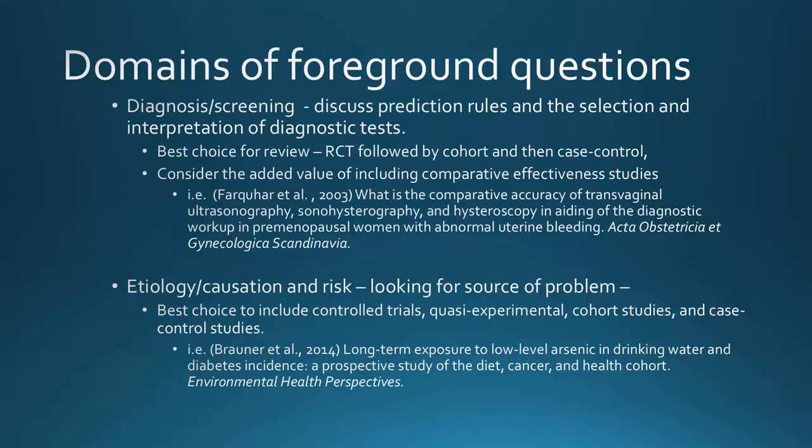So if you're looking at etiology, causation, or risk, you want to include quantitative studies, experimental or quasi-experimental design, cohort studies, and case controls. So as you're writing your methods section of your systematic review or your protocol for your systematic review, there's a methods section. So you're going to say in there, this is the foreground question. It falls in this domain. This is the types of studies I'm going to include because of the question you're trying to answer. You have to have an inclusion of studies that answer your question.